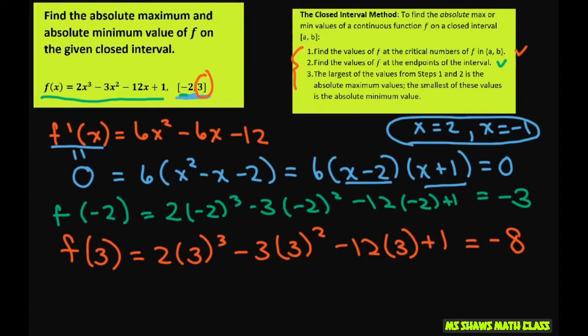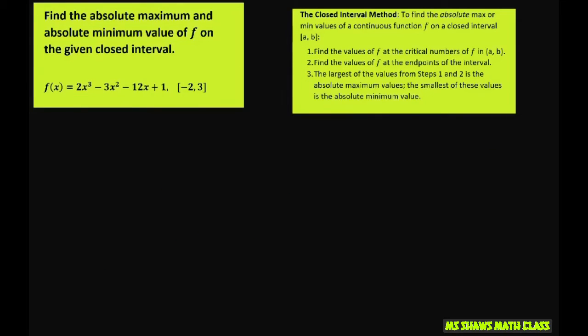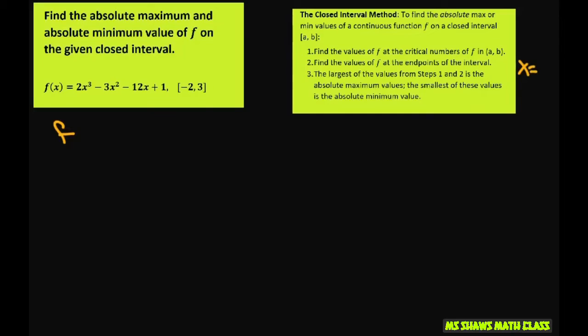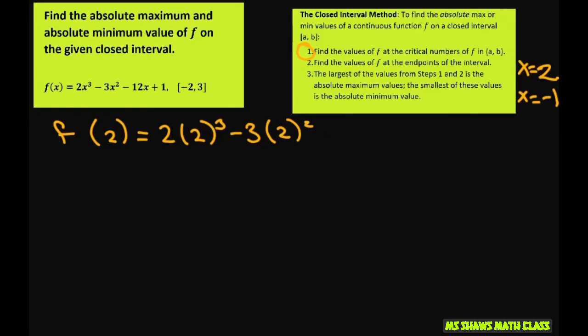Now, on the next slide, I'm going to check also those two, and you do the same thing. So we need to do f of 2 and -1. That's for part 1. So f of 2 equals 2 times 2 cubed minus 3 times 2 squared minus 12 times 2 plus 1. So f of 2 equals -19.